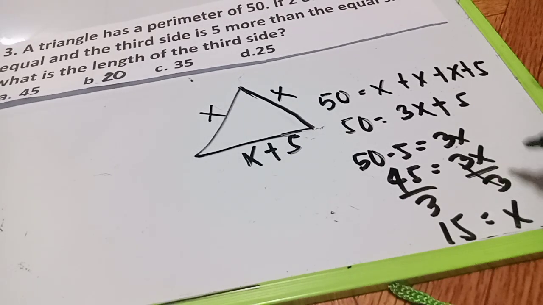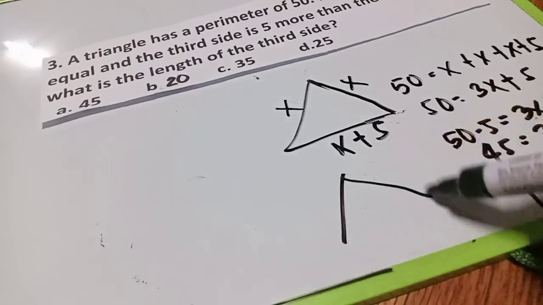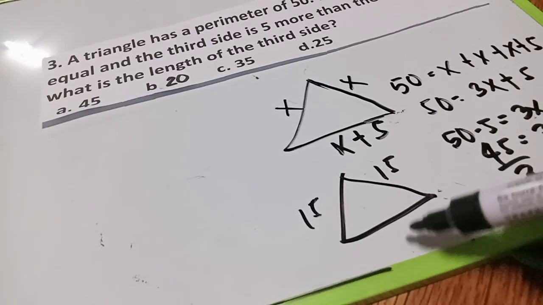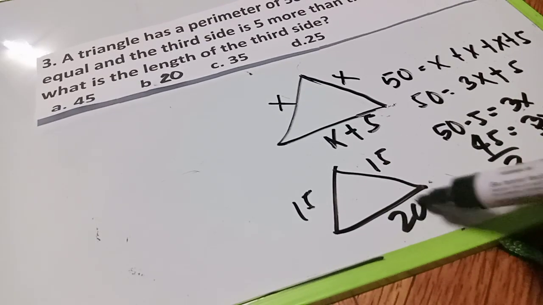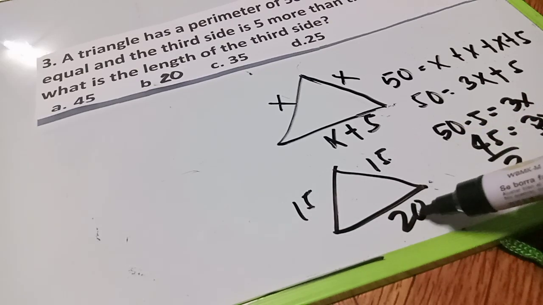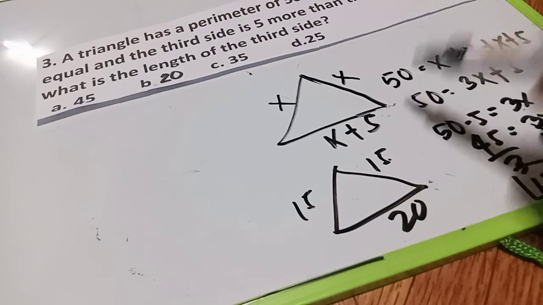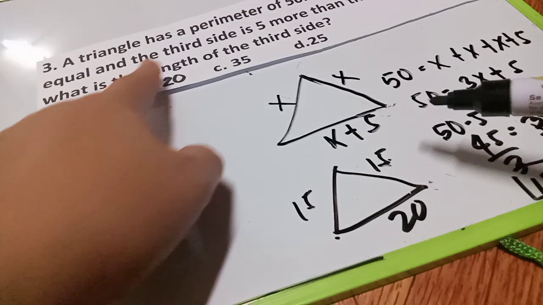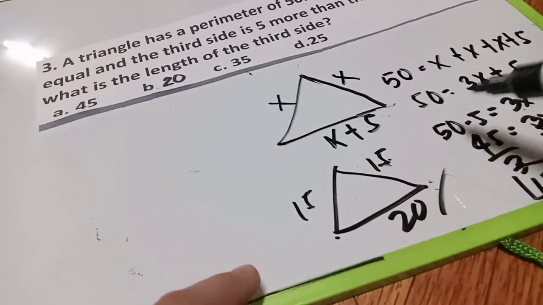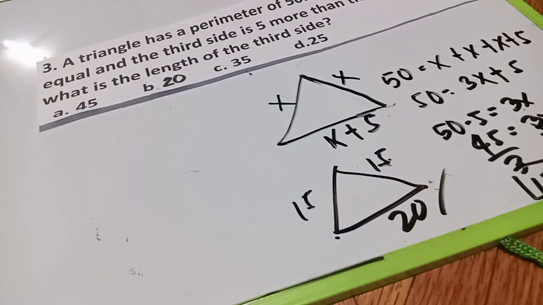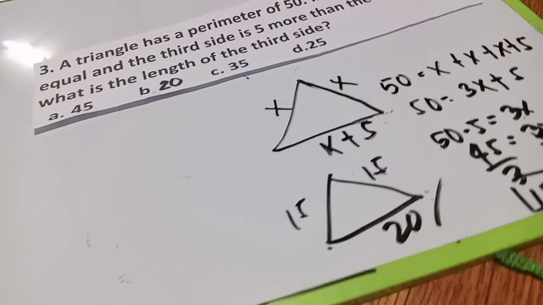So if we replace this with 15, we have 15 plus 15 plus 20. 15 plus 15 is 30. 30 plus 20 will become 50. That is correct. And what is being asked? What is the length of the third side? Automatically, it's 20. The answer is letter B. So this will be problem number 3.